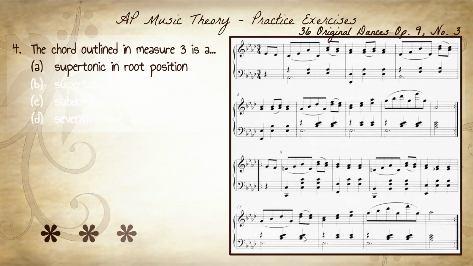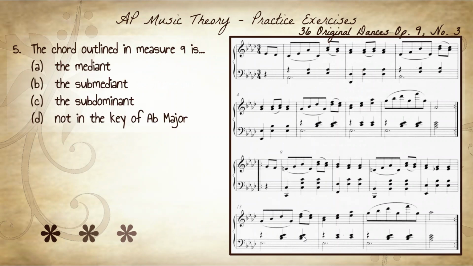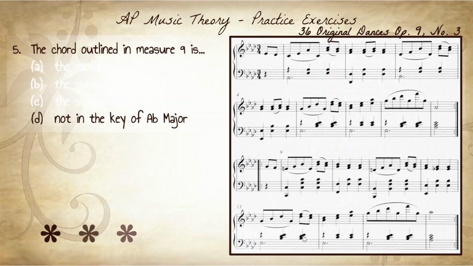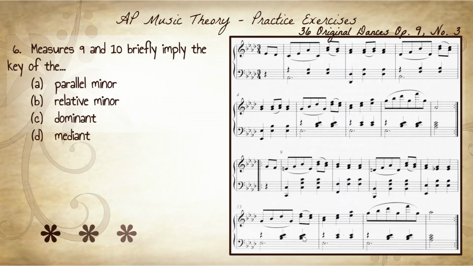In A flat major, the supertonic is B flat, D flat, F. Question 5. The chord outline in measure 9 is A, the mediant, B, the submediant, C, the subdominant, or D, not in the key of A flat major. Correct answer is D. The chord in measure 9 is C, E natural, G, B flat, and not found diatonically in A flat major. Question 6.